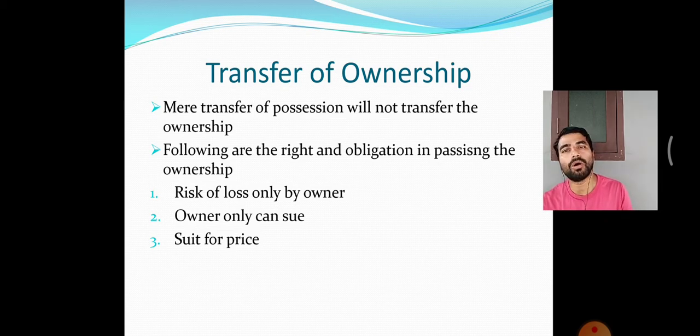Number two, only the owner can sue. That is important. In case of damages or loss, the owner can sue for damages. But in case the price is not paid by the buyer, the seller can sue for the price. Who can sue for the price? The buyer cannot sue, because the buyer is a buyer of goods. It is his obligation to pay the price. So if he makes a default in payment, the seller can sue for the price. So that's about ownership.